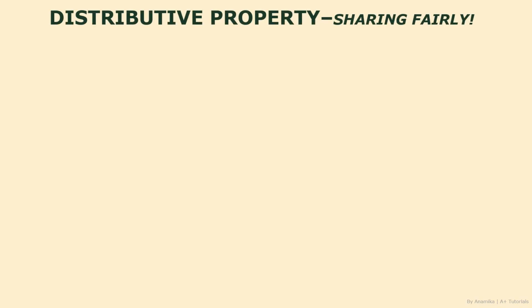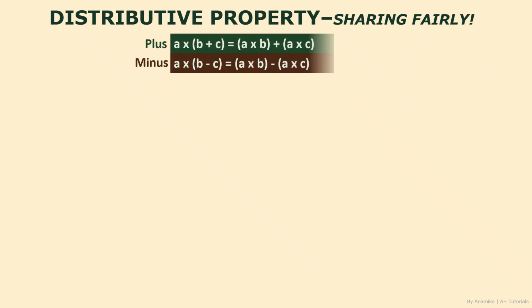Now let's talk about the distributive property, the math rule that's all about sharing smartly. Here's the idea. When you multiply something outside brackets, you can pass it along to everything inside.